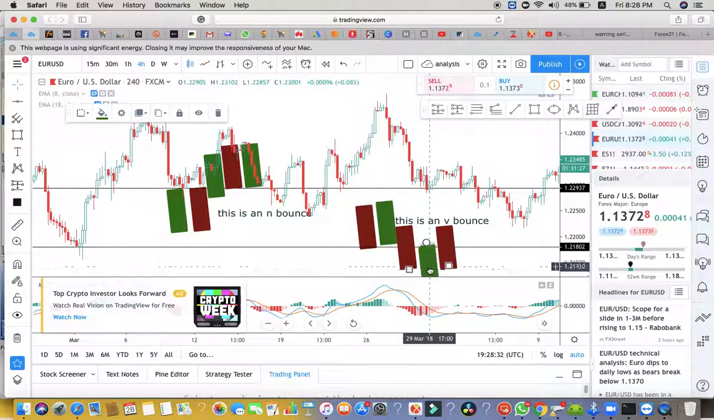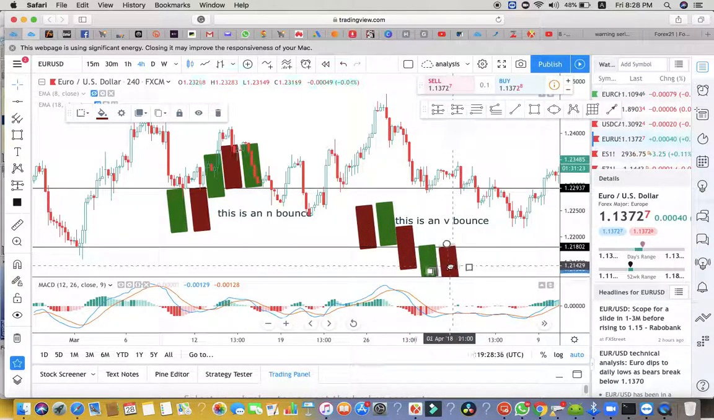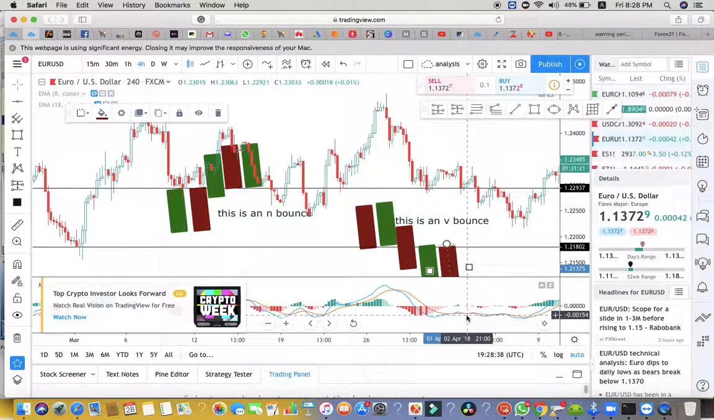So we're supposed to be retesting here like this, because this is the zone. You understand? And then continuation. If you can get another bearish candle after that green one, the best thing is you can sell.